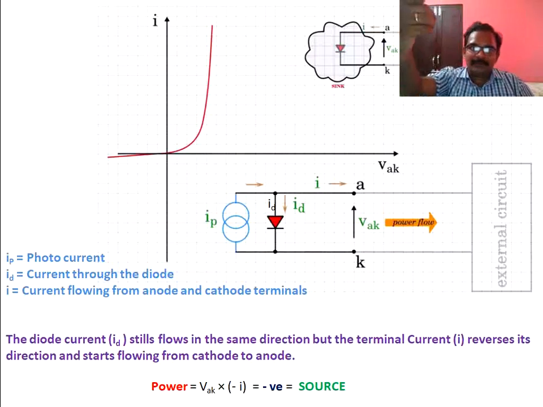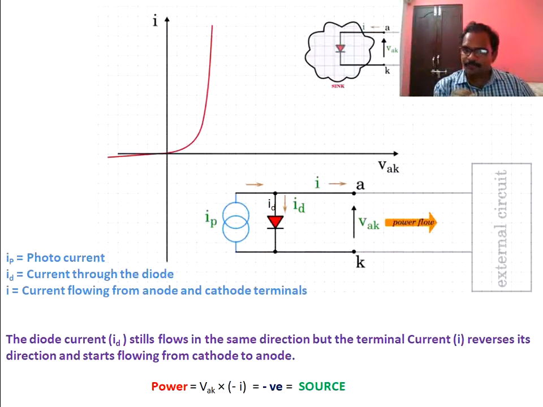In the top diagram, in the first quadrant, you can see the current direction is from anode to cathode. That current is nothing but the diode current. Now in the bottom diagram also, the current flowing through the diode is from anode to cathode. I am not changing the current direction across the diode. I have just added one more source, IP, because sunlight is falling on the solar cell.